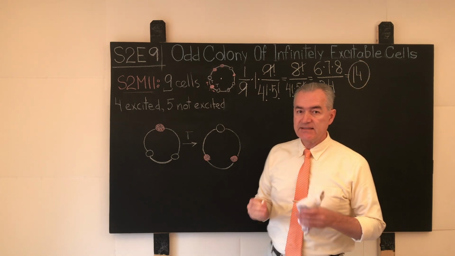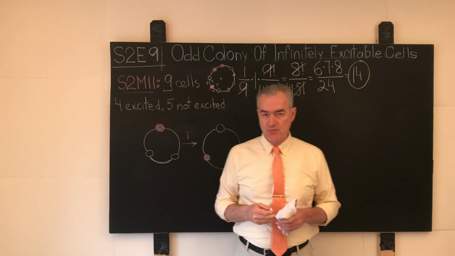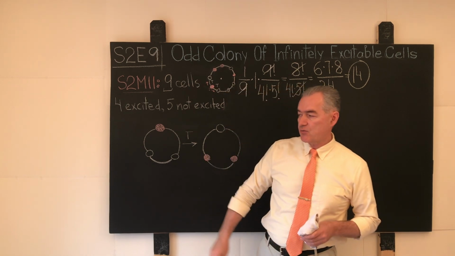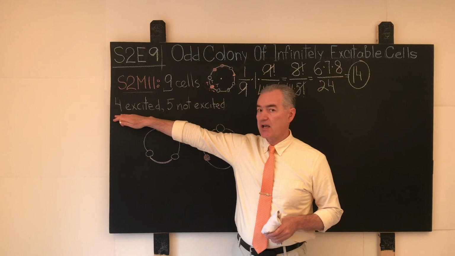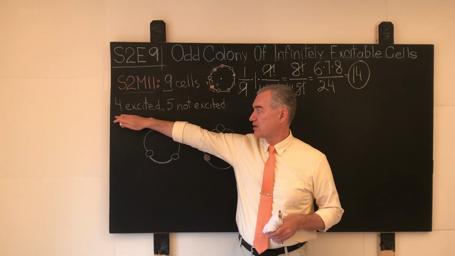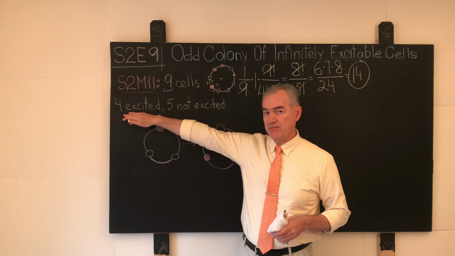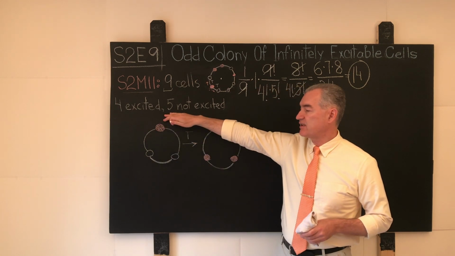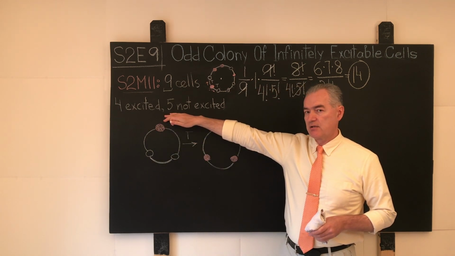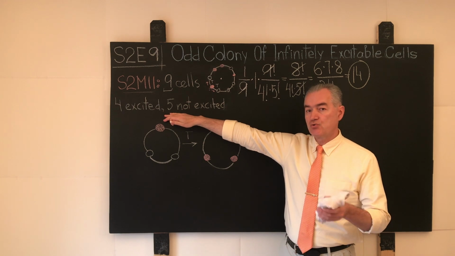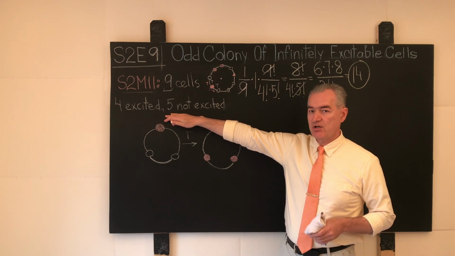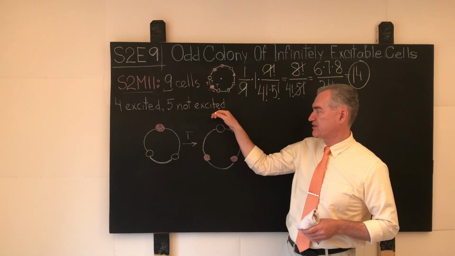14 is the number of distinct circular arrangements of 4 indistinguishable items of type 1, or 4 cells that are in the excited state, and 5 indistinguishable items of type 2, or 5 cells that are in the not excited state.